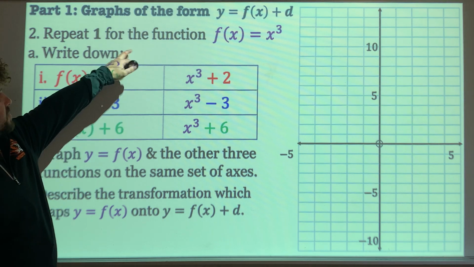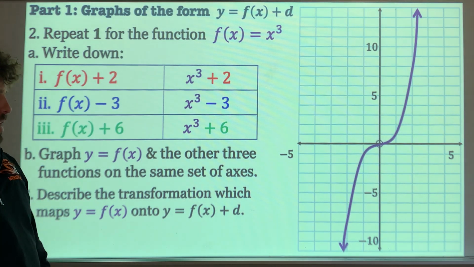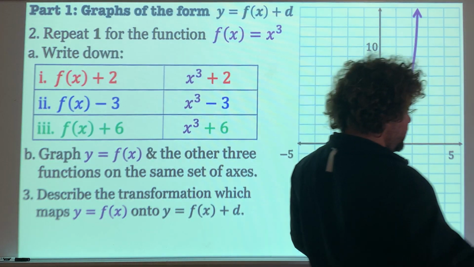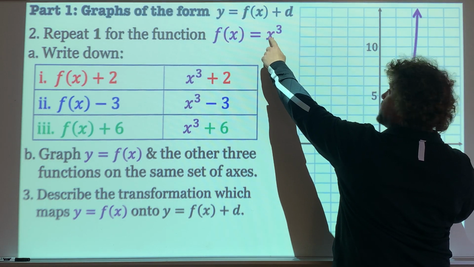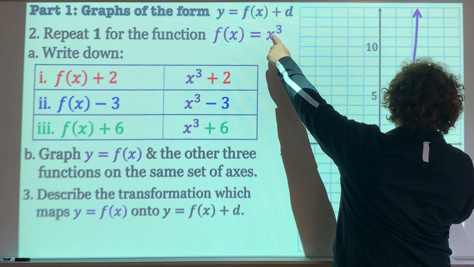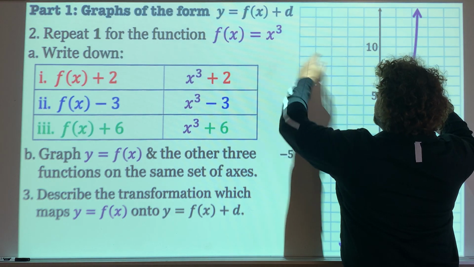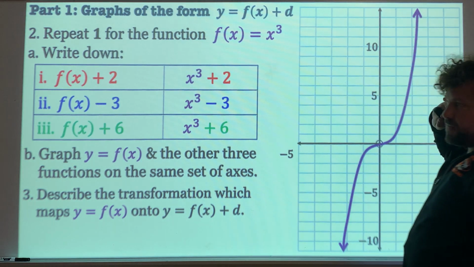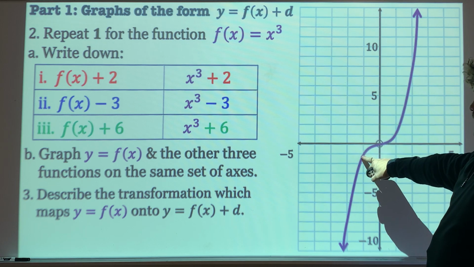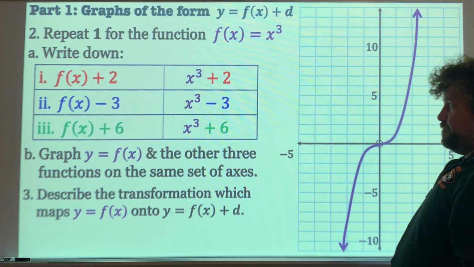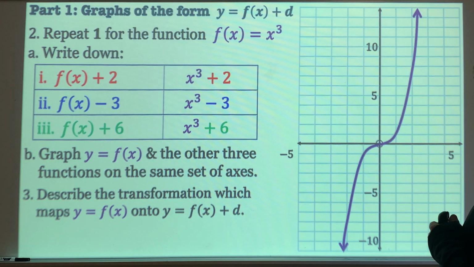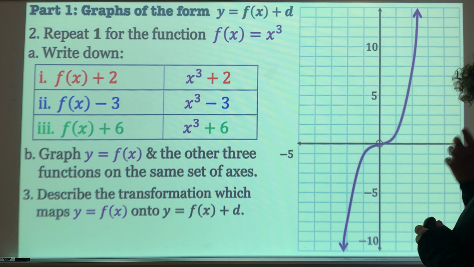Graph y equals f of x. Graph the original graph. I told you it looks like an S curve. If you don't know what it is, you have 0, 0. If I plug in 1, it's 1. If I plug in 2, 2 times 2 times 2 is 8, so 2 over, 8 up. 3 would be 27. That doesn't fit on this graph. Now, -1, -1, -2, -8, and so on. So graph the function using three functions on the same set of axes.